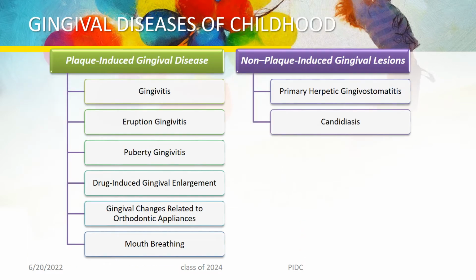Next, coming on to gingival diseases of childhood. So now we are coming to the disease part. Till now, it was the normal parts which we were seeing. So this could be of two types. It could be either plaque induced or non-plaque induced. Plaque induced includes gingivitis, eruption gingivitis, pubertal gingivitis, drug induced gingival enlargement, gingival changes related to orthodontic appliances, and mouth breathing, whereas non-plaque induced relates to primary herpetic gingivostomatitis and candidiasis.